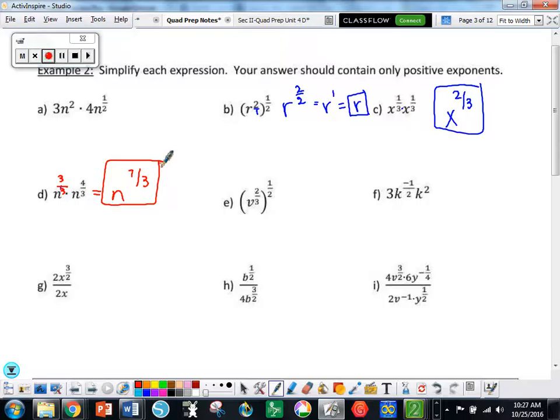What about this one? You have a power raised to a power. What do you do? Multiply. Good. So this will be v to the 2/6. Is that okay? But you can reduce that 2/6. v to the 1/3.